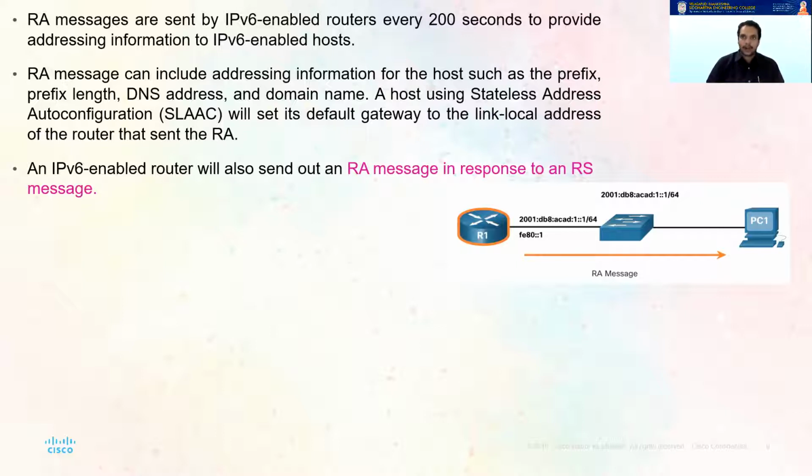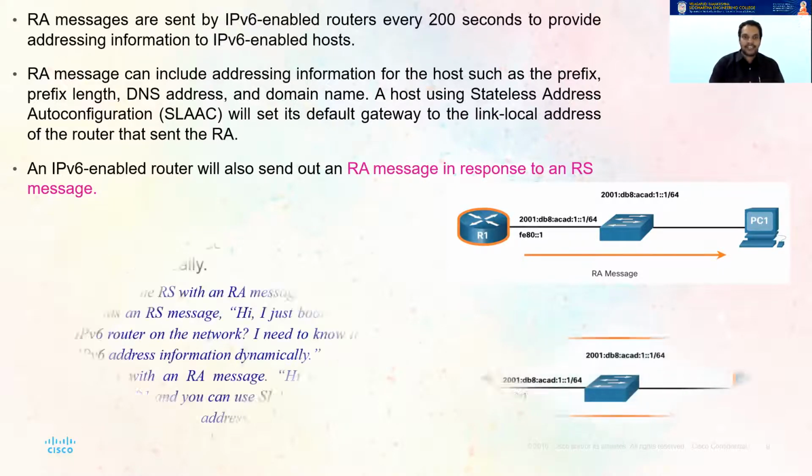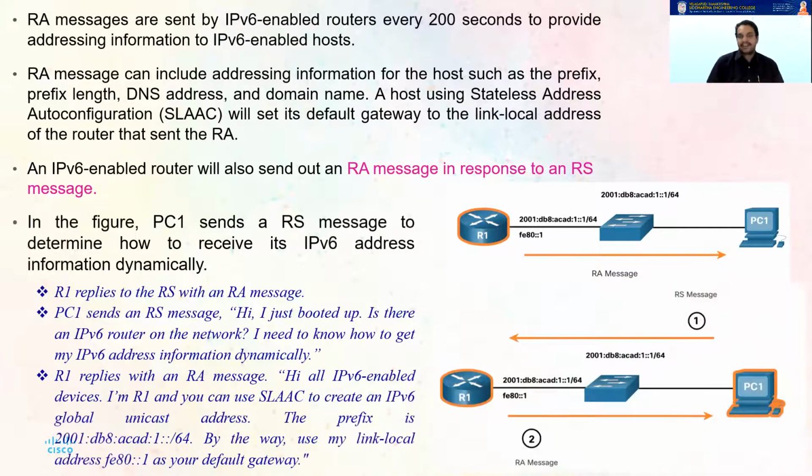RS stands for router solicitation. Basically speaking, when a PC first boots up, it will send out a router solicitation message looking for a particular IPv6 router on the network. It says that, hey guys, I just booted up. Can you please tell me if there is an IPv6 router present here? If so, please send me information so that I can create my IPv6 address. This is nothing but a router solicitation message.